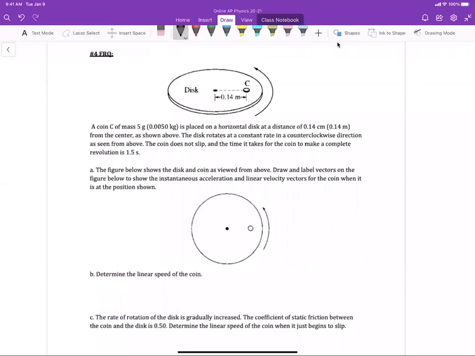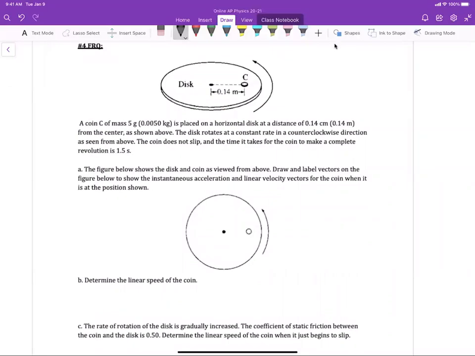All right, this is number 4 in our packet. We have a coin C of mass 5 grams, which is 0.005 kilograms, placed on a disc at a distance of 0.14 centimeters. Oh, I see a mistake. We'll assume that is 14 centimeters, or 0.14 meters.